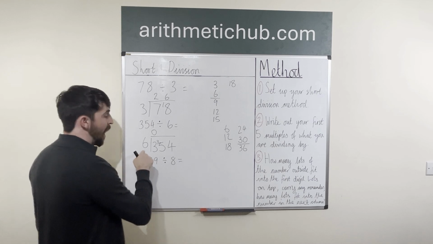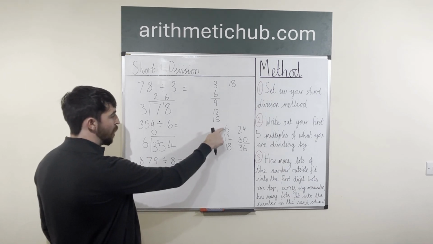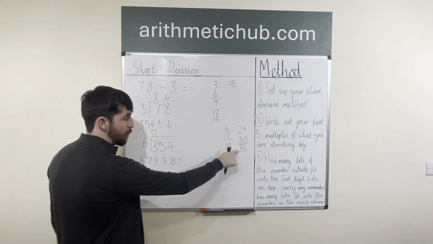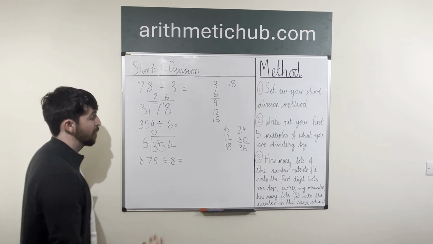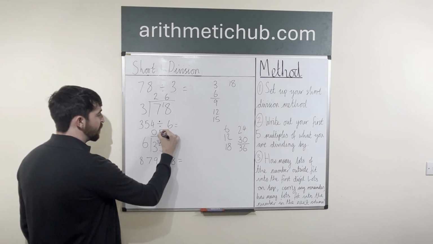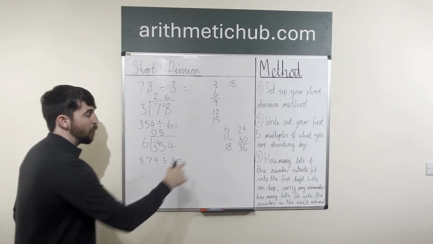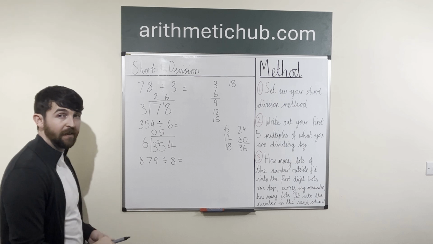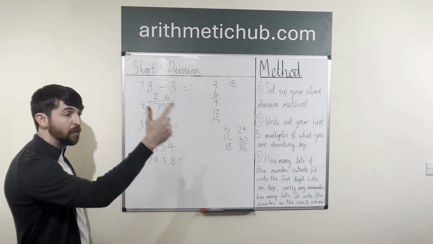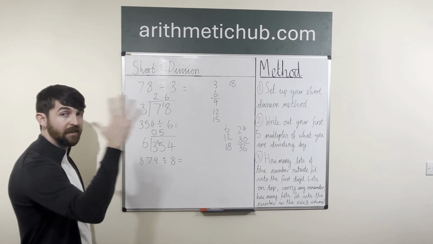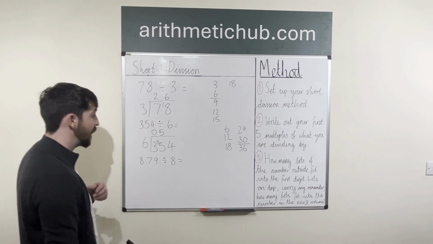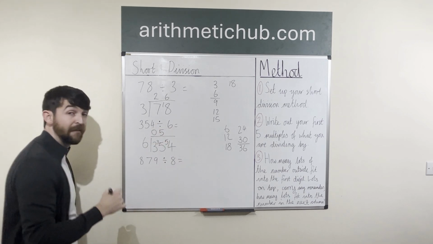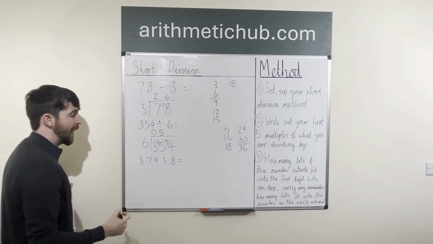And we've said, how many lots of 6 go into 35? 1, 2, 3, 4, 5. We've stopped at 30 because we can't go to 36. So we've got 5 lots of 6 have gone into 35. We've stopped at 30. What do we have to add to 30 to get to 35? 31, 32, 33, 34, 35. So in total, we've added 5. So what that means is we need to carry 5. We've got 5 more to carry.